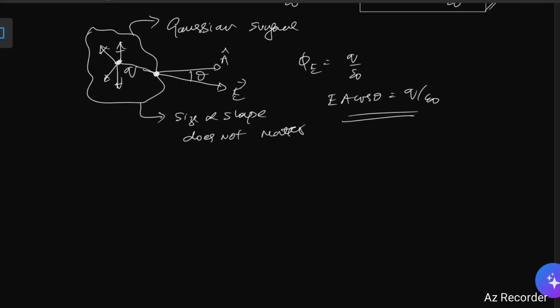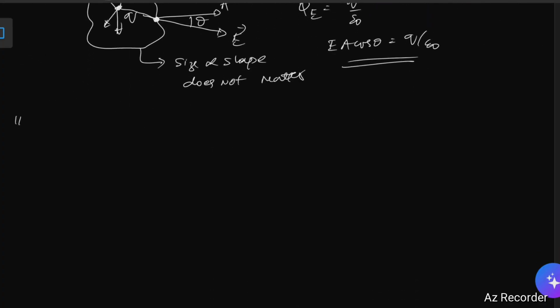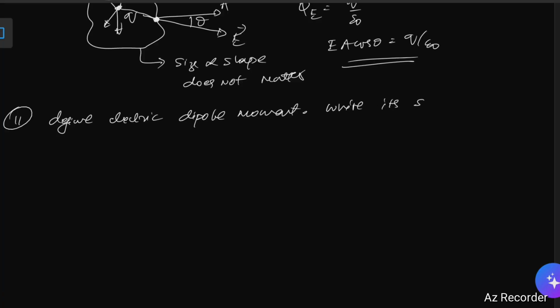Right. So now let's go to the next question. We'll first deal with all the 2 marks questions. So after this, the next 2 marks question is define electric dipole moment. And as a follow-up question, they can ask, write its SI unit, or they can also ask, draw its direction. So they can ask anything like this.